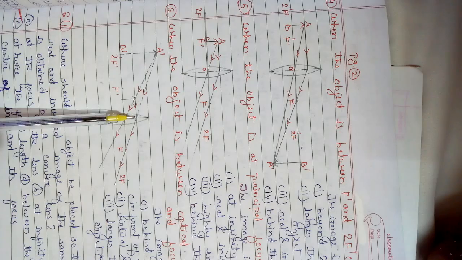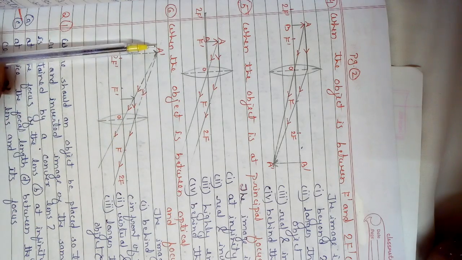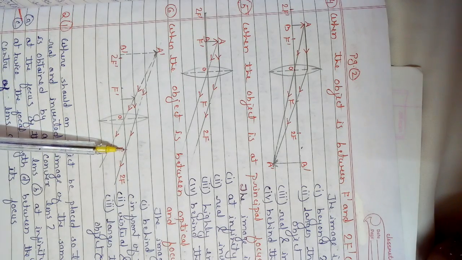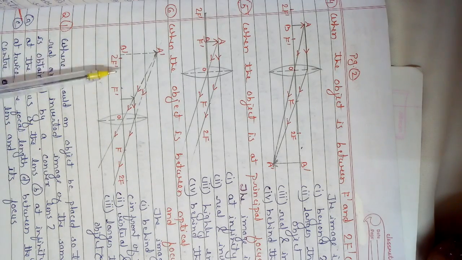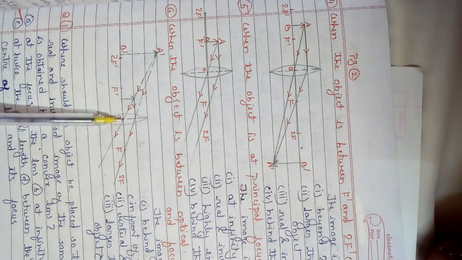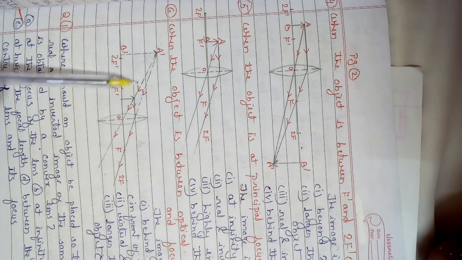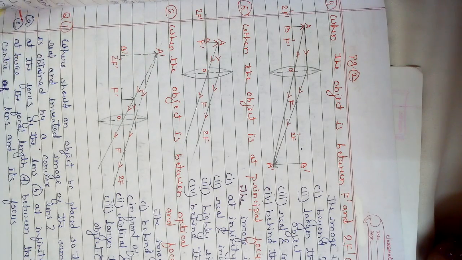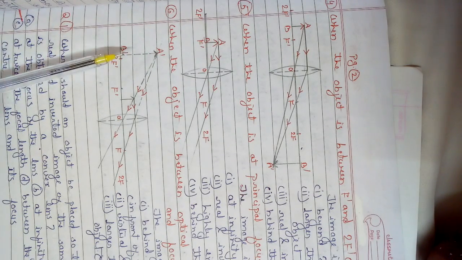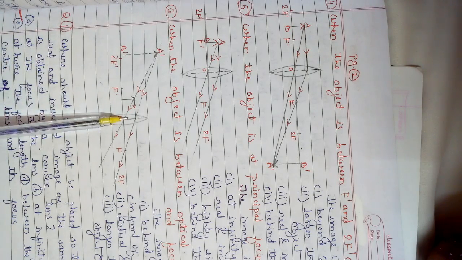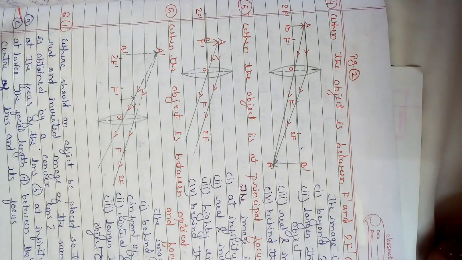The ray which is parallel to the principal axis appears to be coming from the same side where the object is placed, and it passes through the principal focus. Also the ray which is passing through the optical center, when we extend it to the back side, will intersect this ray, and we get a virtual and erect image which is highly magnified, and it is on the same side of the convex lens where the object is placed.